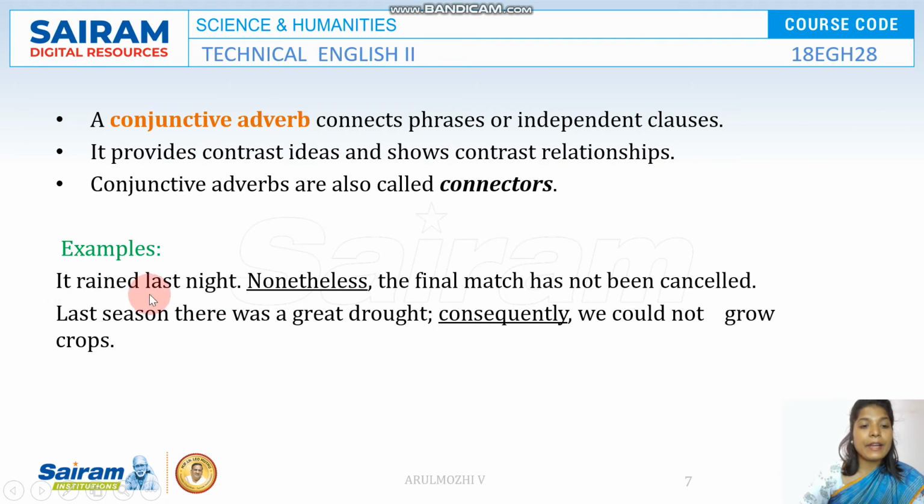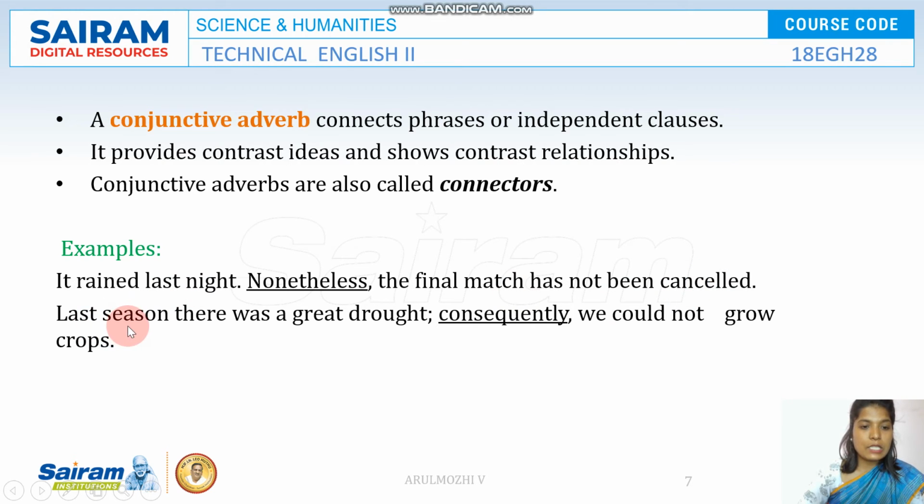Take for example, it rained last night. Okay, it rained last night. A complete meaning, an independent clause. Nonetheless, the final match has not been cancelled. It shows the relationship between the contrast ideas. If it rains, then you must cancel the program. No, you didn't cancel the program because, nonetheless, it connects the first sentence with the next sentence. The final match has not been cancelled. That's why it is called a conjunctive adverb.